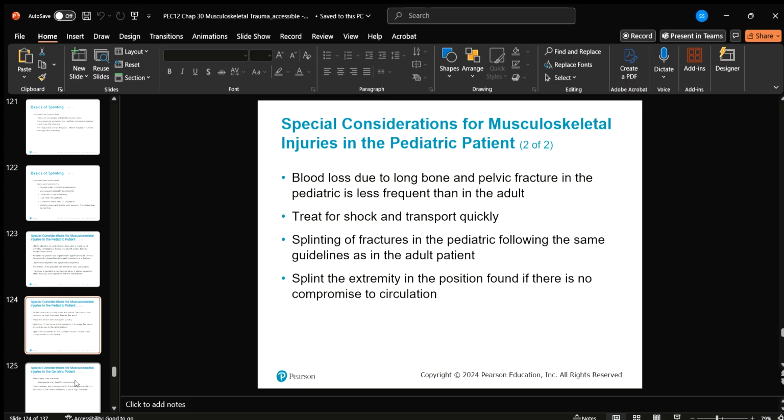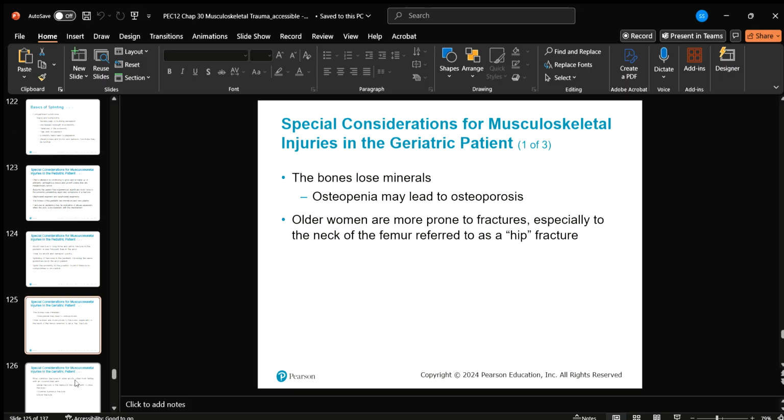All right, blood loss due to long bone and pelvic fracture in the pediatric is less frequent, okay, but it still can happen. Treat for shock. How do we treat for shock as EMTs? Oxygen. Yep, keep them warm, stop the bleed, give them O2, transport. If they have a fracture, splint it. Splint these fractures, especially if they're showing signs of shock. That means that the fracture is probably bleeding, or it has lacerated some blood vessels, causing the bleeding, and we need to get to the hospital as quickly as possible.